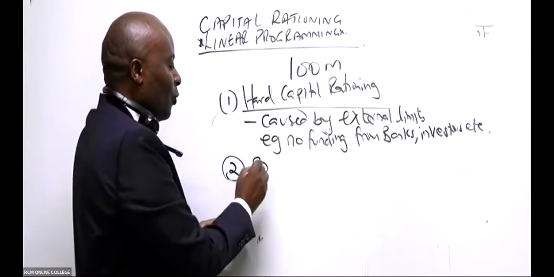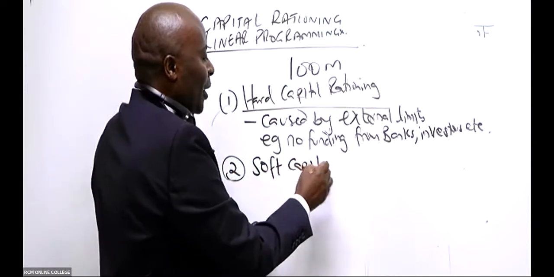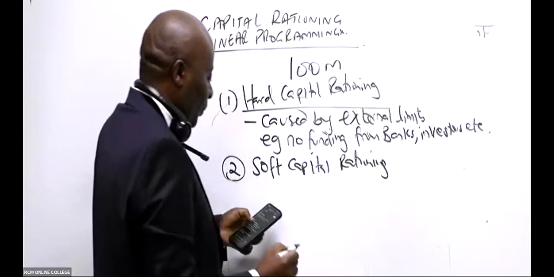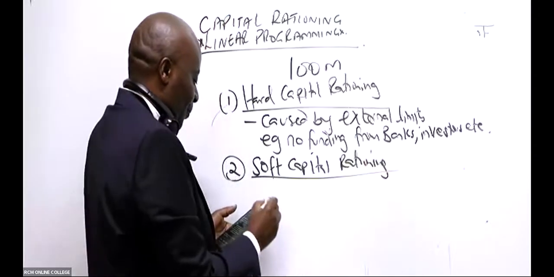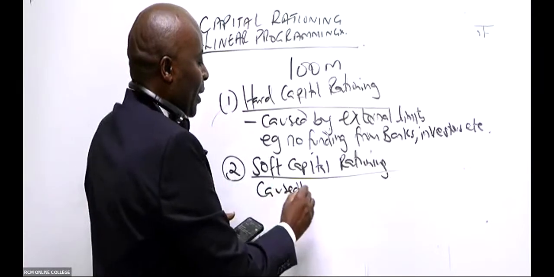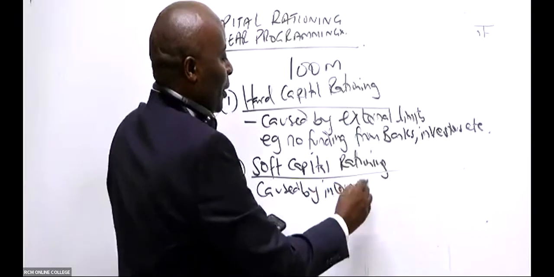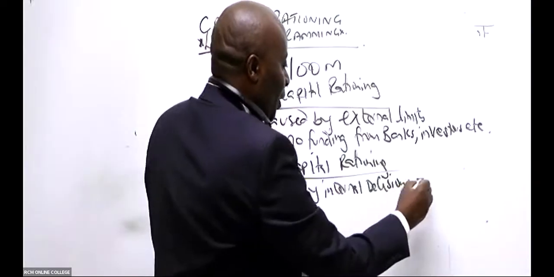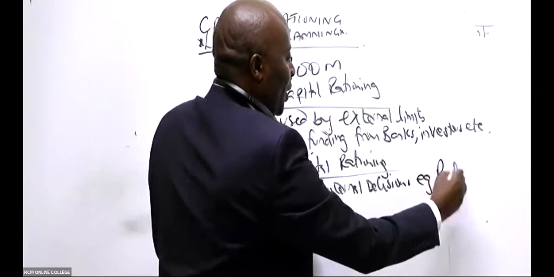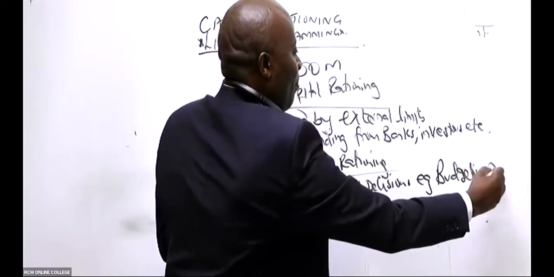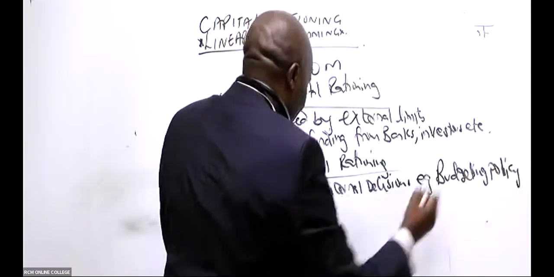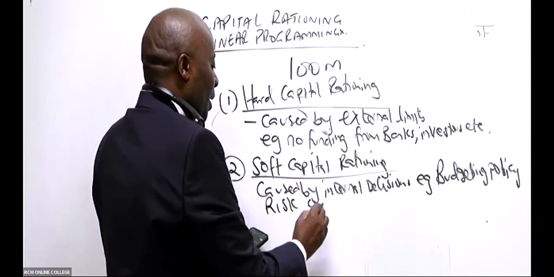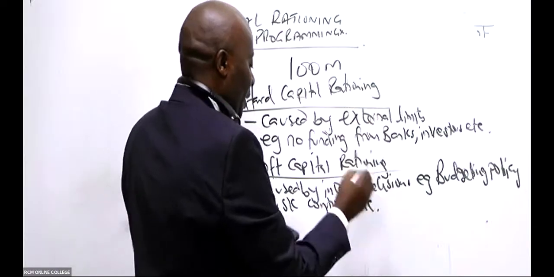And then we have soft capital rationing. Soft capital rationing is caused by internal decisions, e.g., budgeting policy, risk controls, etc.